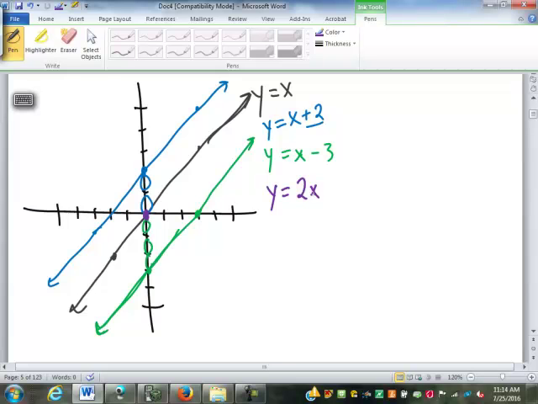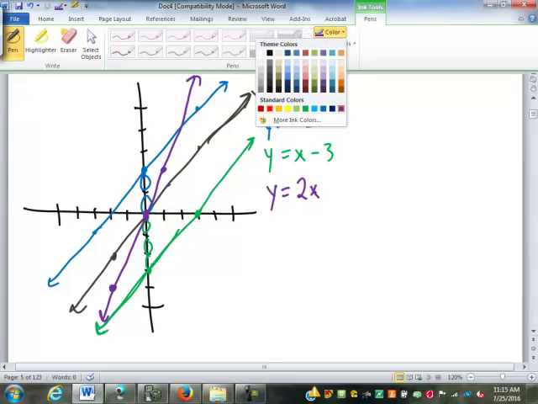If x is negative 2, what's y? Well, what's 2 times negative 2? Negative 4, so down here. If x is 1, what's y? 2. 2 times 1 is 2. So we get a line. It goes back to going through the center again, like we said. How does it relate to this original line? It's steeper, right? It goes at a steeper angle.